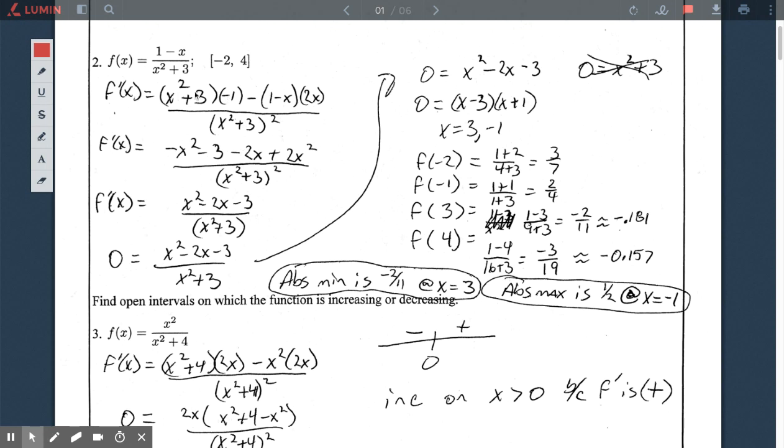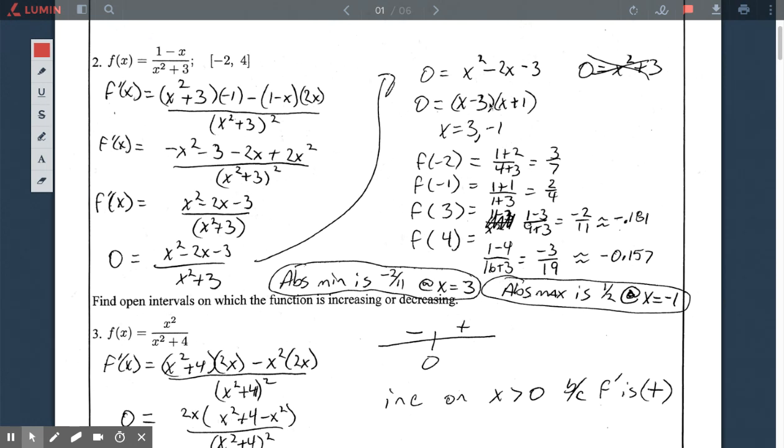So negative 1 distributed to the left is negative x squared minus 3. Multiply the 2x and the negative, we get negative 2x plus 2x squared. So that ends up giving me x squared minus 2x minus 3 on the top. Set that equal to 0. Set each piece equal to 0.